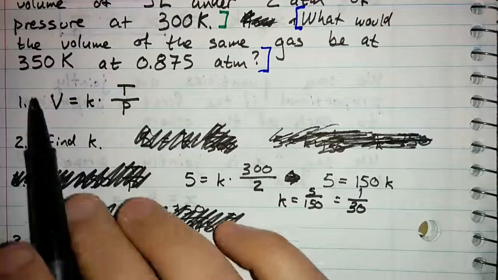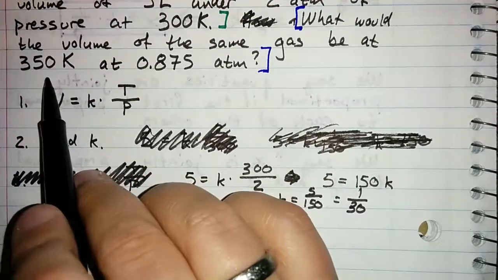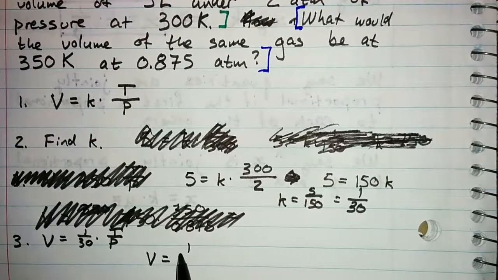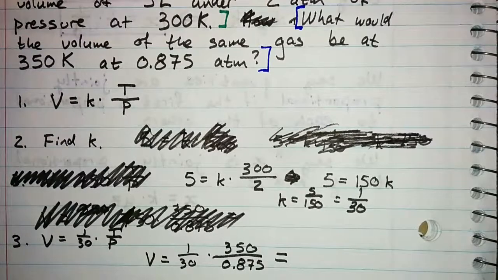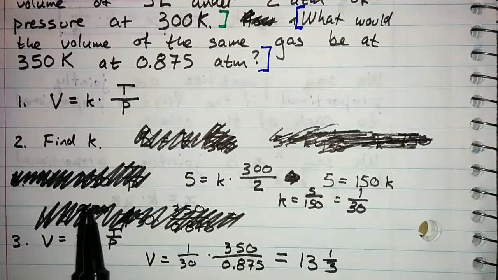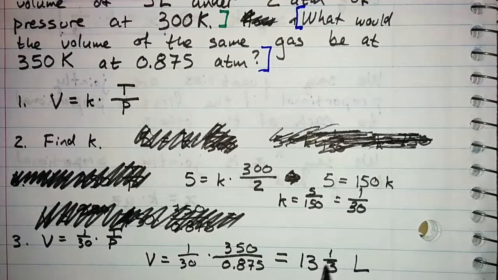I can plug into this with my new situation. T is 350, P is 0.875, to get V is 1/30 times 350 over 0.875, which works out to 13 1/3. At 350 Kelvin and 0.875 atmospheres, the same sample of gas would have a volume of 13 1/3 liters. If you're wondering, I used a calculator to do that arithmetic.